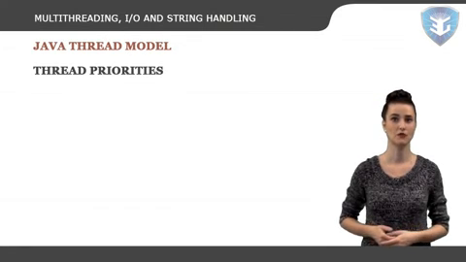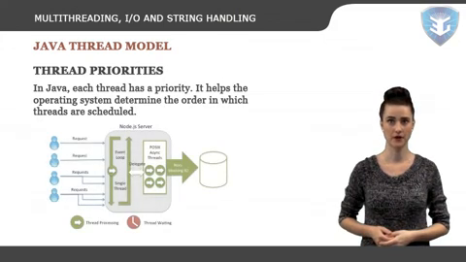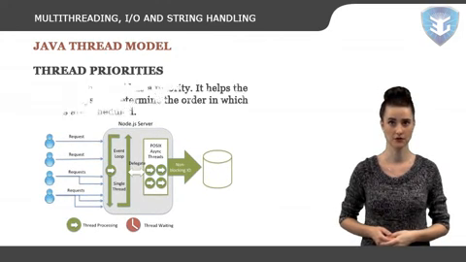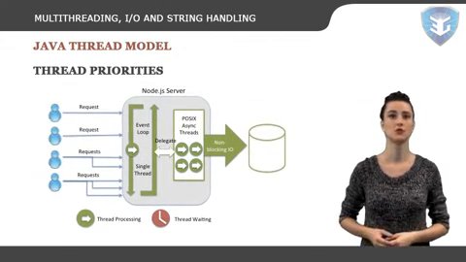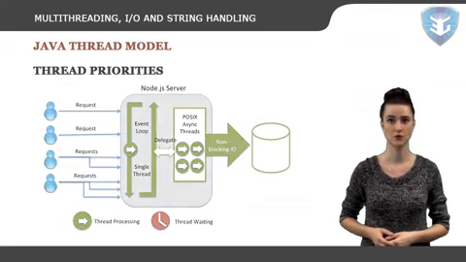Let's understand the thread priorities. In Java, each thread has a priority. It helps the operating system determine the order in which threads are scheduled. Thread priority decides when to switch from one running thread to another. This process is called context switching.